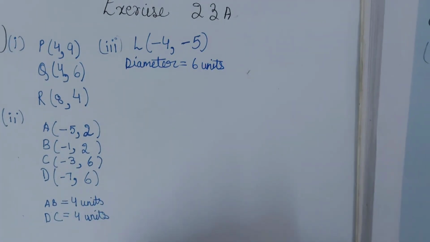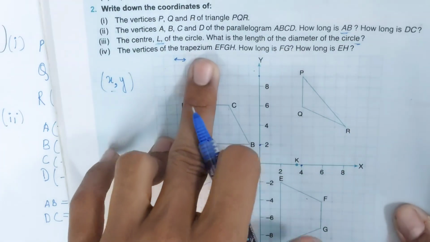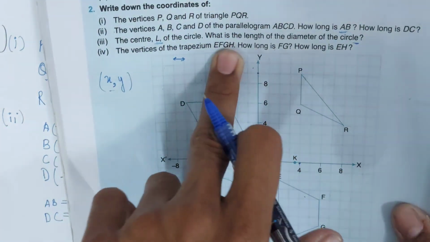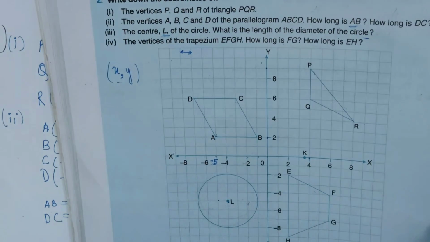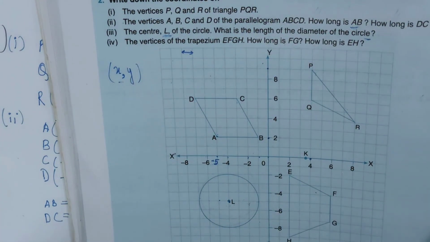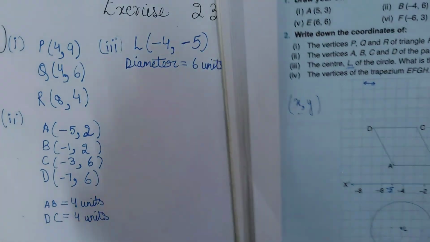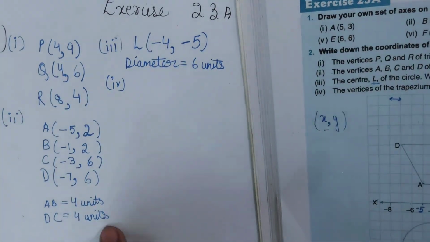Let's take a look at the last part of this question, right? We have to write down the coordinates of the vertices of the trapezium EFGH, fine, and we have to tell how long is FG and how long is EH, right? It's very simple once again, right? Don't make it overcomplicated, right? So the fourth part, the coordinates of EFGH, right?